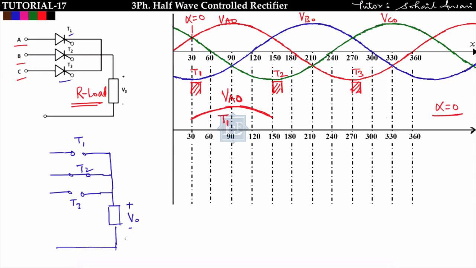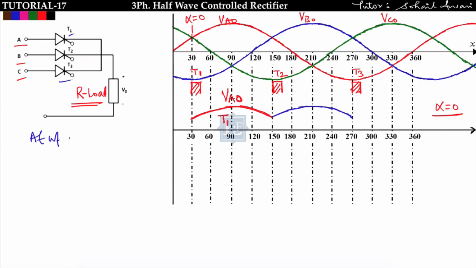So in this case after omega t is equal to 150, I am getting output voltage from B point. This is A point, this is B point and this is C point. So V0 I will get that is equal to VB0. So output voltage will follow the supply voltage VB0. So after omega t is equal to 150, I will get output voltage like this, same as the waveform of VB0. Okay, this is the waveform of VB0 and it will continue till T3 is triggered. So T3 is triggering at omega t is equal to 270. So before 270, I will get output voltage is equal to VB0. Okay. What will happen after 270?